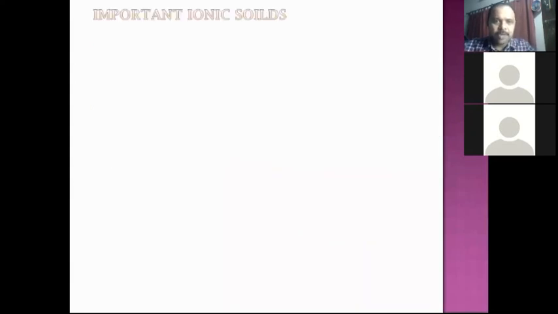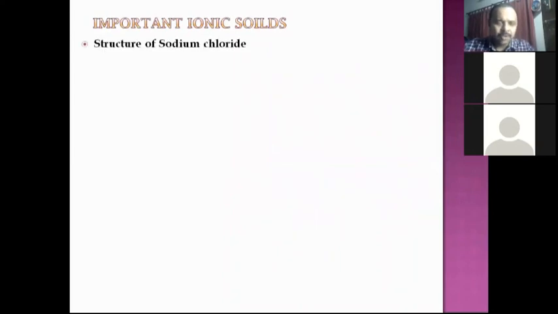So now, important ionic solids. Here we are going to study, with respect to importance, the sodium chloride and cesium chloride structures. Structure of sodium chloride: FCC structure of chloride ions. That means sodium chloride has an FCC structure of chloride ions. Na plus ions are not forming the FCC structure. Chloride ions are forming the FCC structure. Now, why not Na plus?